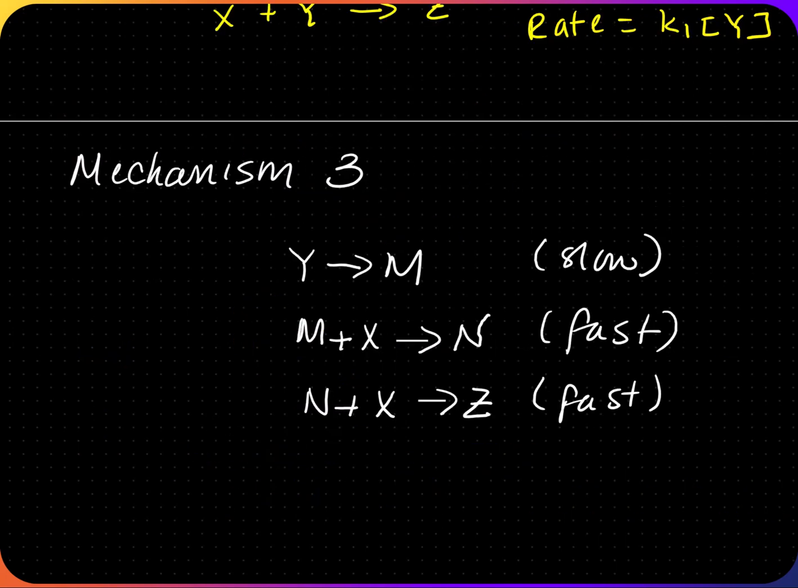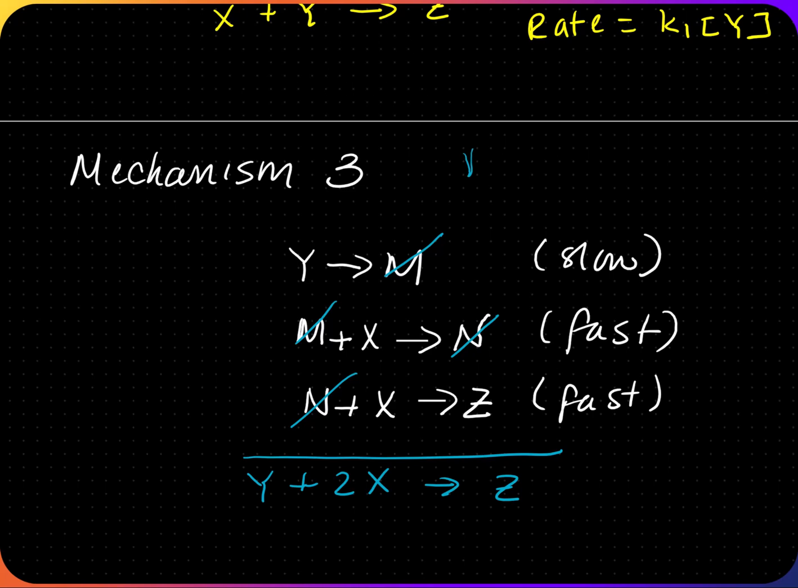This is mechanism 3. First thing I'm going to do is determine if there are intermediates or catalysts. So I'm going to cancel out, there's an M on opposite sides. There's an N on opposite sides. Now I'm going to add, nothing else cancels out. So it's going to be Y plus 2X yields Z. M and N are your intermediates because they're consumed or disappear before the reaction ends. There is no catalyst because it needs to appear as a reactant in step 1 and appear as a product in step 3. So this is our overall reaction.